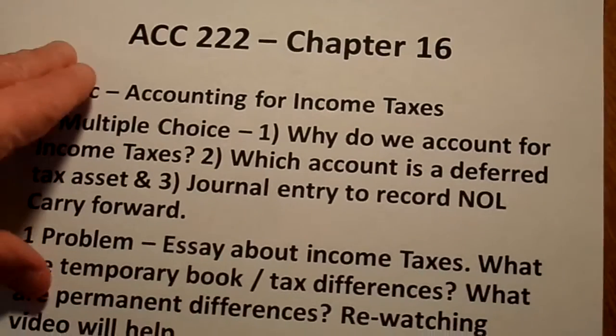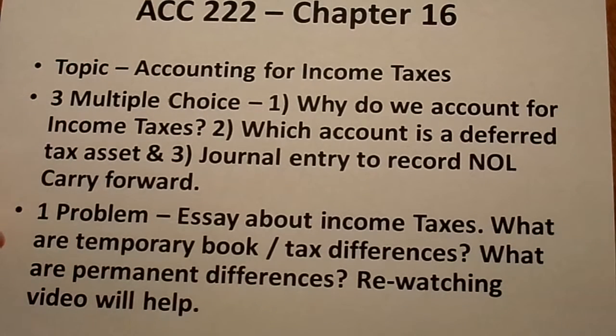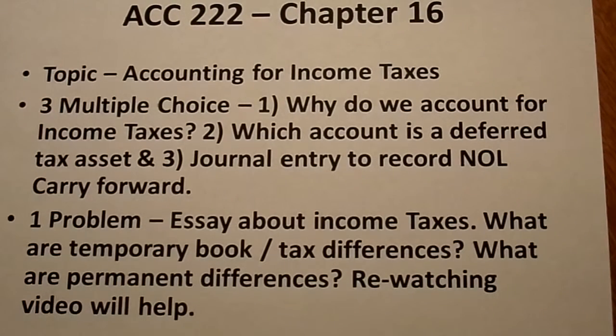So what are we going to test on in chapter 16? Well, the chapter deals with accounting for income taxes. There'll be 3 multiple choice questions. One asks, why do we account for income taxes? One gives you a list of things and wants you to tell which account type is a deferred tax asset. And then a journal entry to record net operating loss carryforwards, where you're actually going to be given some data and have to pick the journal entry among 4 choices.